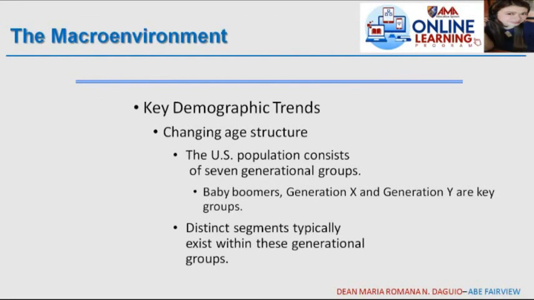Another is the changing age structure. So the US population consists of 7 generational groups. Okay? So tayo, ina-adapt din natin itong 7 generational groups ng US. Ano-ano yun? Actually, 7 yan, pero ang key groups na meron tayo ay the baby boomers, Generation X, and Generation Y. So later class, malalaman nyo ano pa ba yung 4 na ibang generational group. So, madidiscuss natin. Distinct segments typically exist within these generational groups.